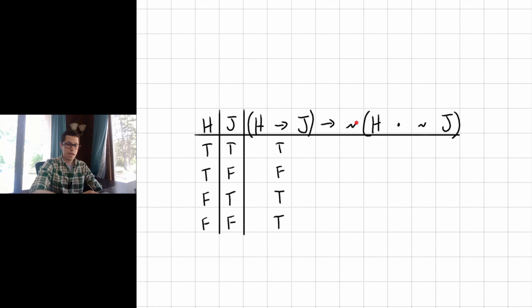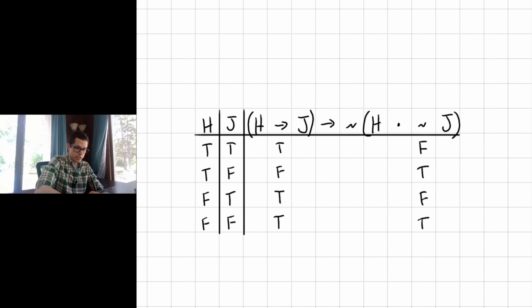So the consequent is a negation. Inside of that negation, we have a conjunction, but in order to evaluate that conjunction, we have to evaluate this negation first. So let's do that. J is true, false, true, false, which means that not J is going to be false, true, false, true. Now that we have that negation, we can evaluate the conjunction.